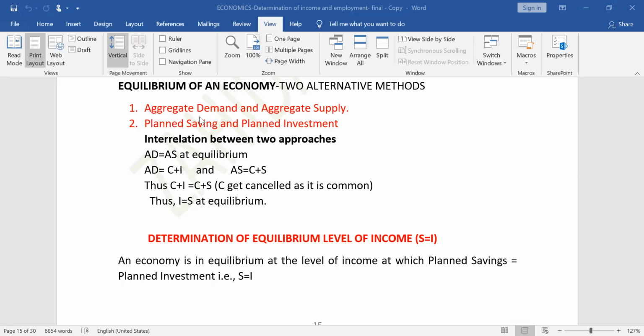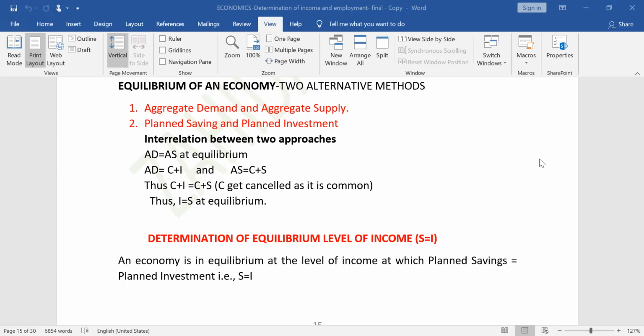Now, the other method is when planned saving is equal to planned investment. Planned saving and planned investment is also known as ex-ante saving and ex-ante investment. It is not actual saving and actual investment. Actual saving is always equal to actual investment. But an economy is in equilibrium when planned saving is equal to planned investment, or in other words, when ex-ante saving is equal to ex-ante investment. So with both methods we can determine the equilibrium level of an economy.